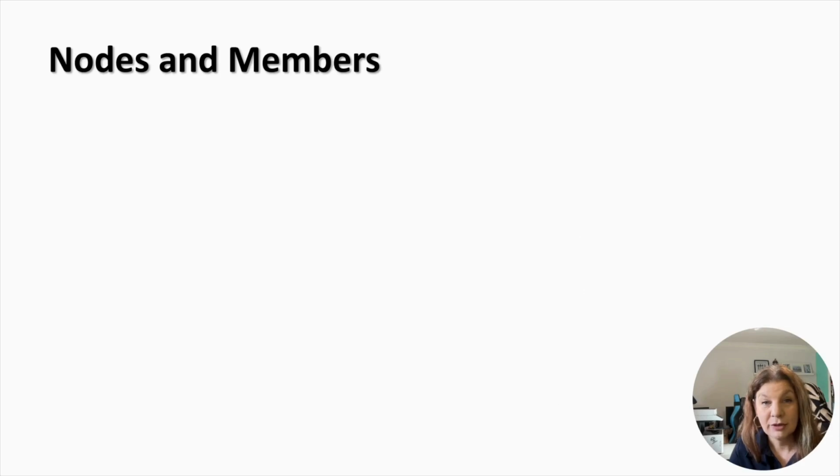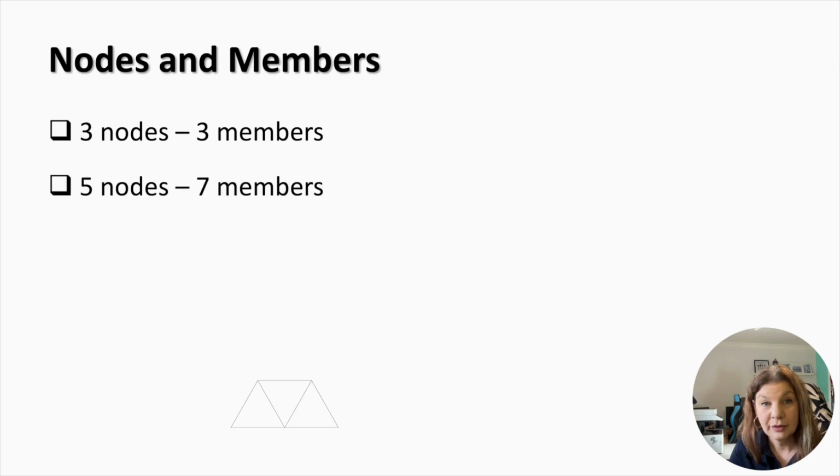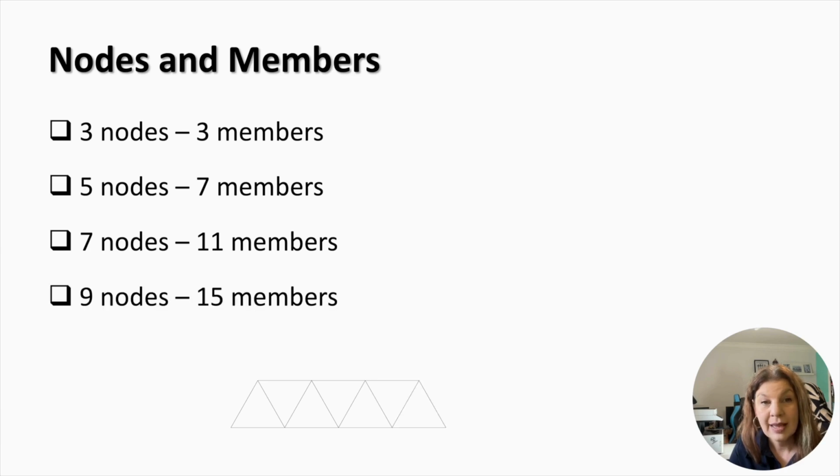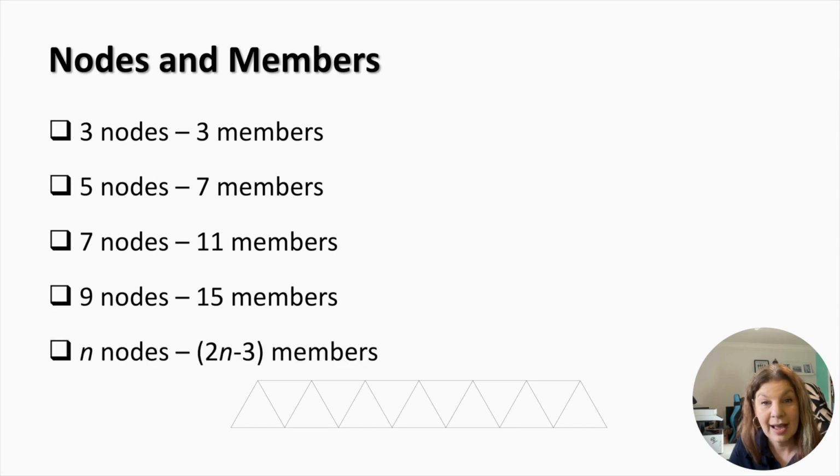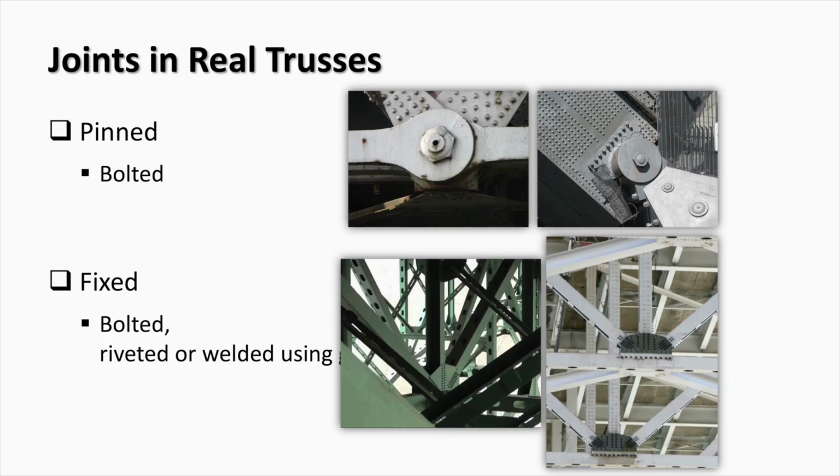Let's build a stable truss from triangular cells. We start with 1 truss cell, which consists of 3 hinges and 3 members. By adding 2 stable cells, the truss grows to 5 nodes and 7 members. Adding another 2 stable cells, the truss can grow to 7 nodes and 11 members. Then the truss will grow to 9 nodes and 15 members, and so on. As a result, we can define a relation between the number of joints and members.